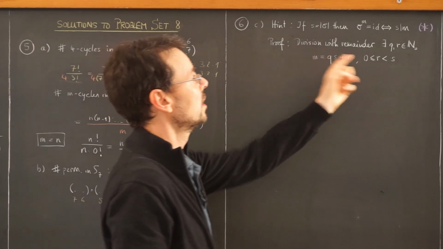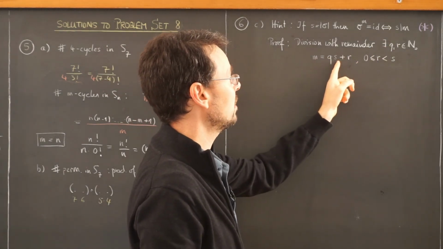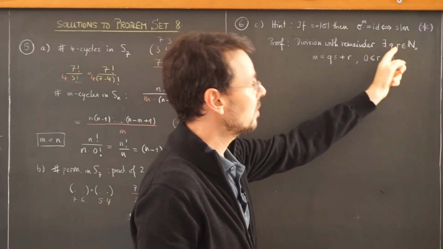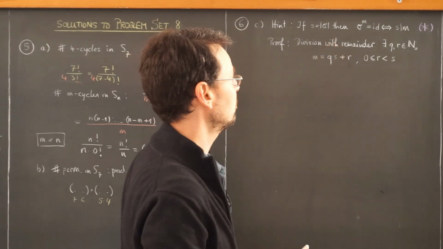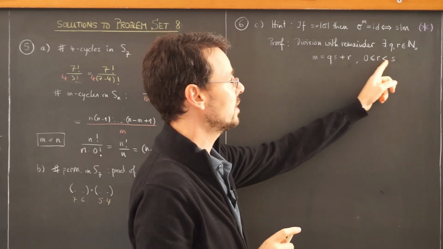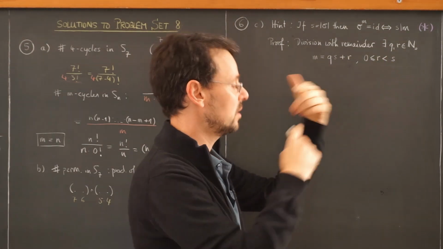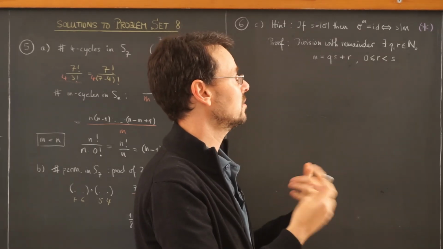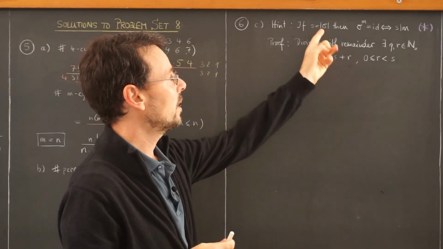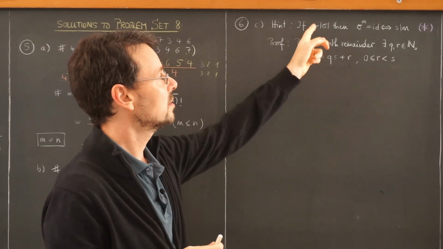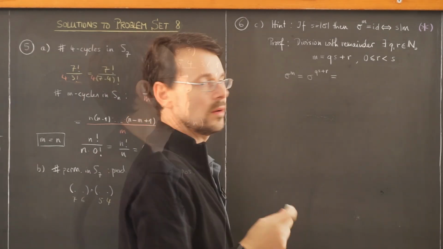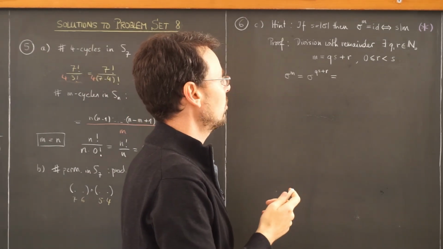So to prove this, we divide m by s with remainder. That means I can find natural numbers q and r, r might be 0, q of course not, such that m can be written as q times s plus r, and the important thing is r is less than s. I pull out factors of s so long until the remainder is smaller than s. That's the idea. And now keep in mind s is the smallest natural number such that sigma to the s is the identity. Okay, now we take a look at sigma to the mth power.